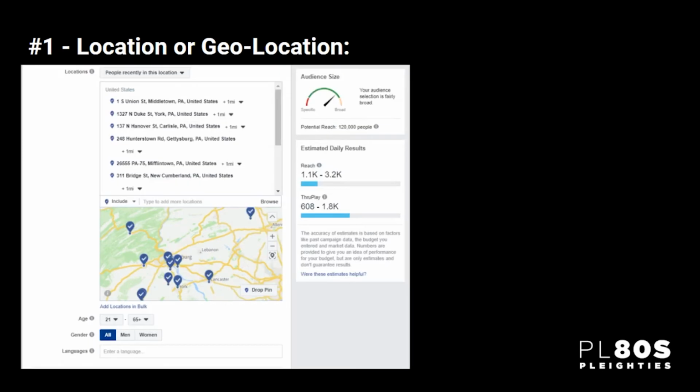Also, as I mentioned before, people recently in this location, I really like this metric because, again, you can target your store locations. You could target your competitive store locations because, again, you ultimately have to think, where are your customers? Location, geolocation. If it's not just living in a certain area, maybe they visited, so you're a brewery and you want to target other breweries, so you can get those addresses, import them into Facebook, and then target people who are recently in this location.